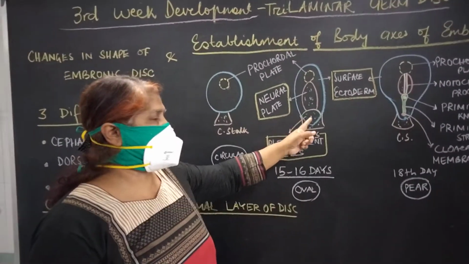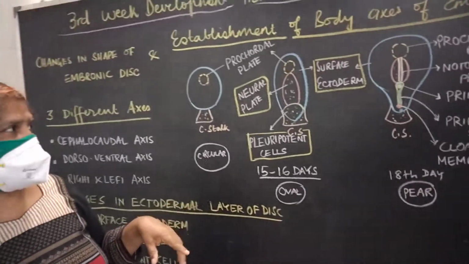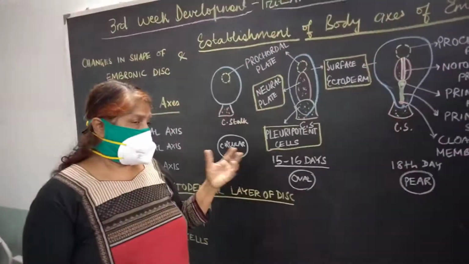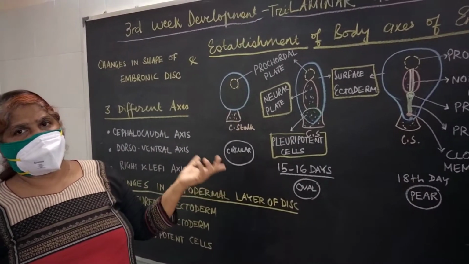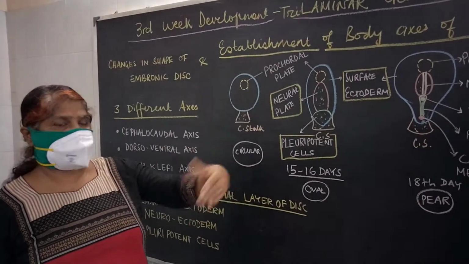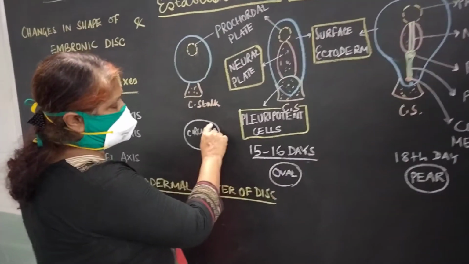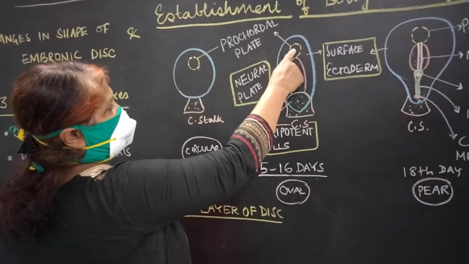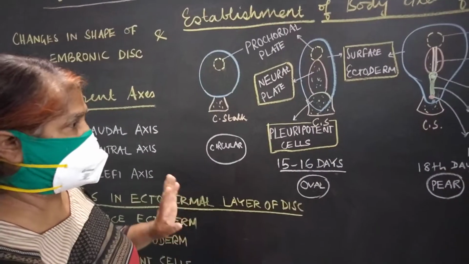So this pluripotent cell is very important for the formation of two things. One is called the primitive streak. From the primitive streak is the formation of the notochordal process and the intra-embryonic mesoderm. We will see in the later classes. So at 15 to 16 days, the shape will change from circular to oval with the appearance of the differentiation of the ectodermal layer of the germ disc.